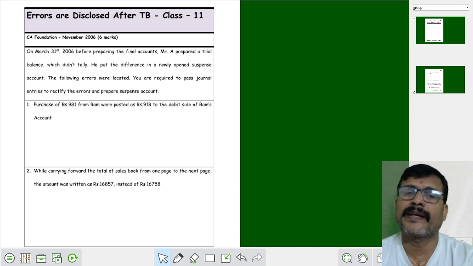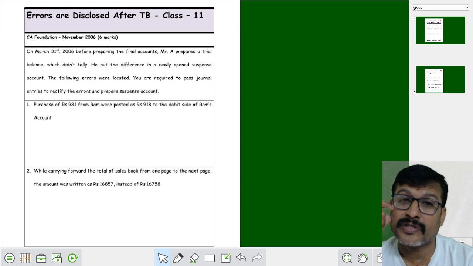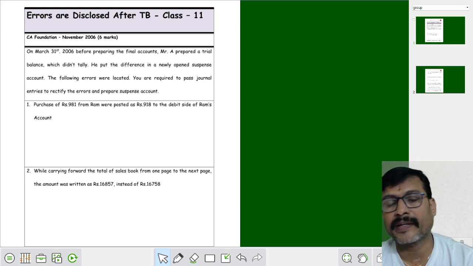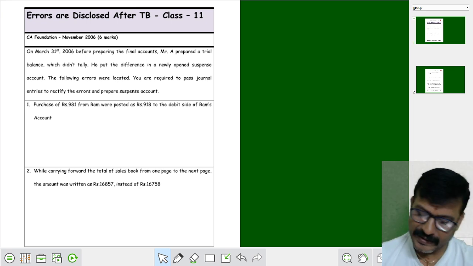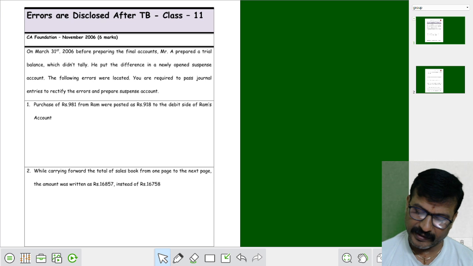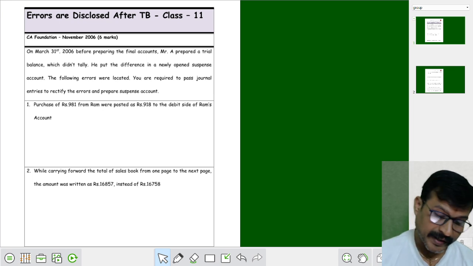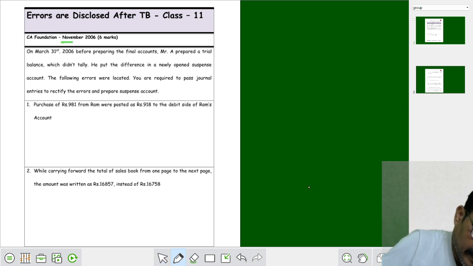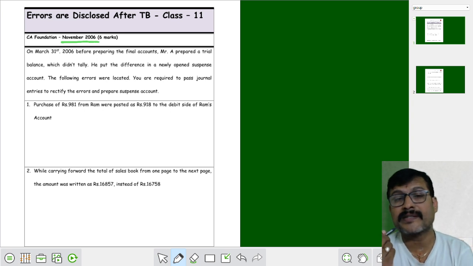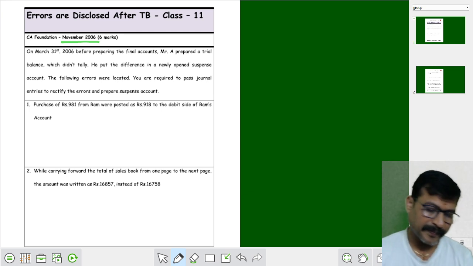My dear CA aspirants, as we already completed in a previous session, class 10 of the rectification of errors chapter, right? Now we are into class 11 of the rectification of errors. This question was asked for CA Foundation in November 2006. For how many marks? 6 marks.